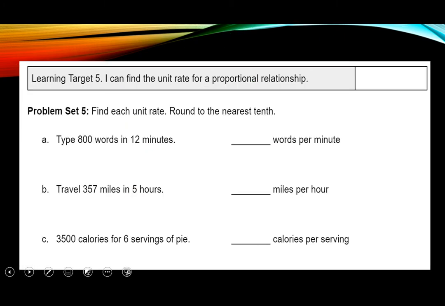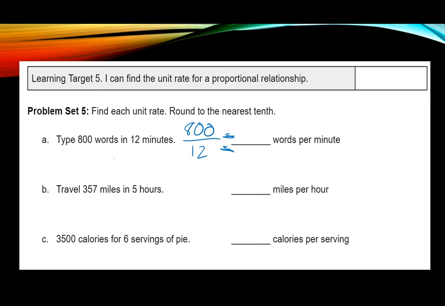All right. Learning target number 5. I can find the unit rate for a proportional relationship. All right, so this is basically what we had just done. Going to get 800 over 12 here, and that's going to give us our answer. Nice and simple, but we always got to have the reasoning behind it.